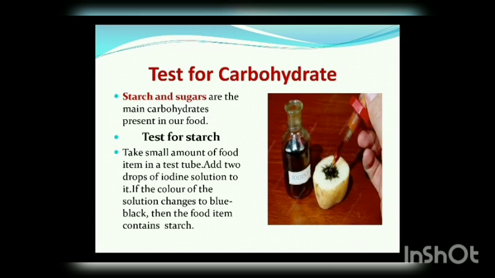If the color of the solution changes to blue-black, then the food item contains starch. As you are observing in the given figure, potato changes its color to blue-black on the addition of iodine. That shows that starch, which is one type of carbohydrate, is present in potato.